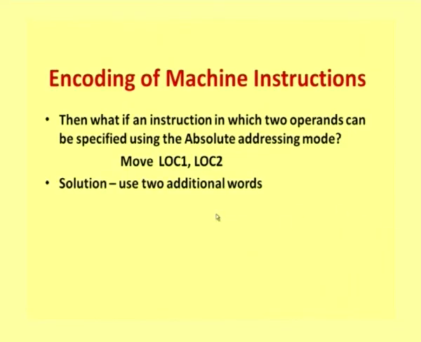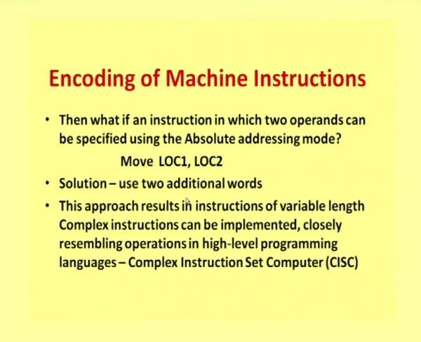So, if I have move LOC1, LOC2, which means this is a memory location being specified, and this is another memory location being specified, complete addresses have to be specified. So, the solution now would be to use 2 additional words. Okay. So, what will happen now? Your instruction now will become a 3 word instruction. So, what basically happens when you start adding these different kinds of addressing modes and start looking at how to take care of all these different variations is that you might end up with instructions of variable length.